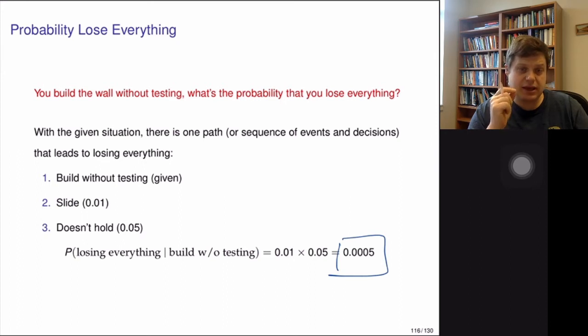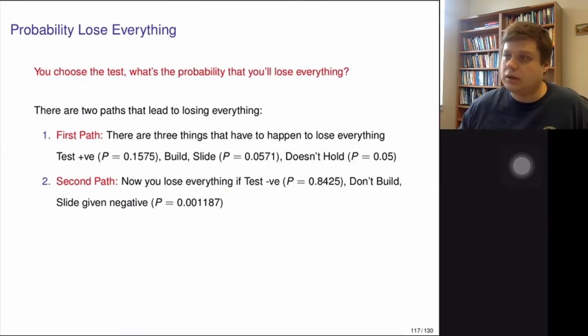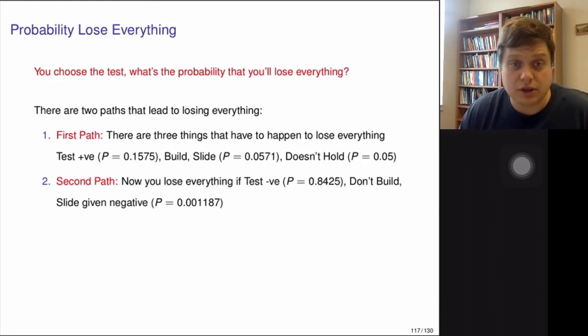This is in the case if we build the wall without doing the geological test. Then you remember that probability of a slide is 0.01, probability that wall doesn't work is 0.05. So probability of losing if you build the wall without doing a geological test is 0.0005. Okay. So let's look at the probability of losing everything if we decide to do geological test.